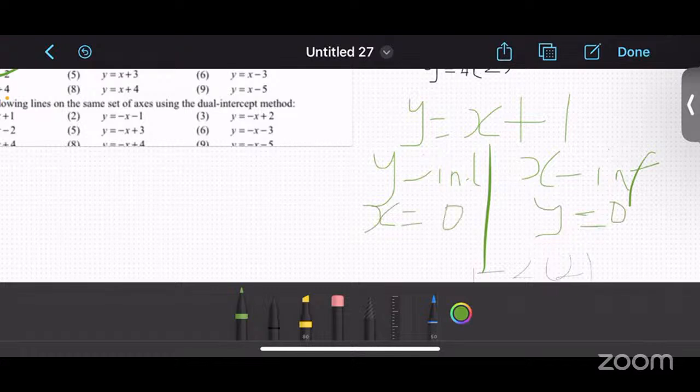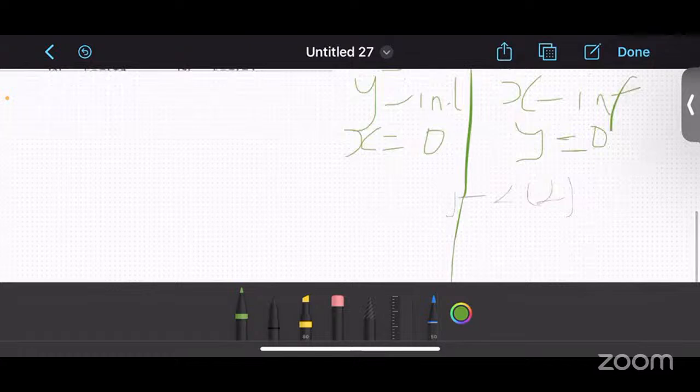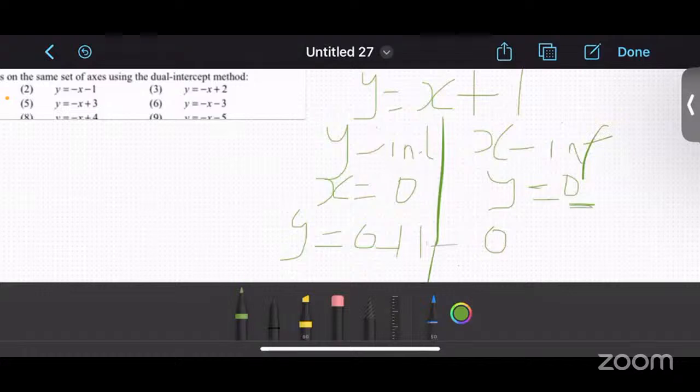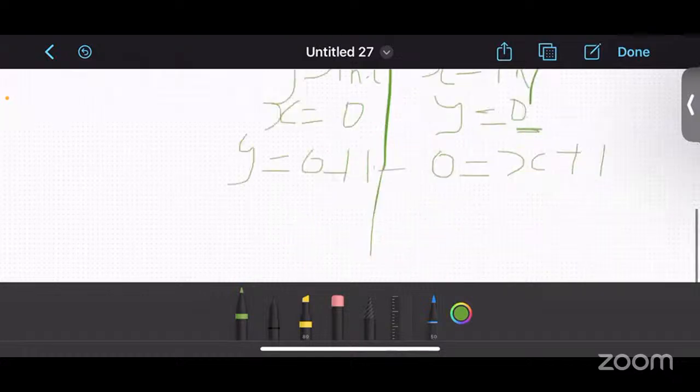The next thing you're going to do is substitute the values, because you have the value of x and also the value of y. So we're going to say our y is equal to 0 plus 1, and in this case our 0, which is the y, is equal to x plus 1. Now we're going to solve for x and this y. So y is equal to 0 plus 1, which is equal to 1.